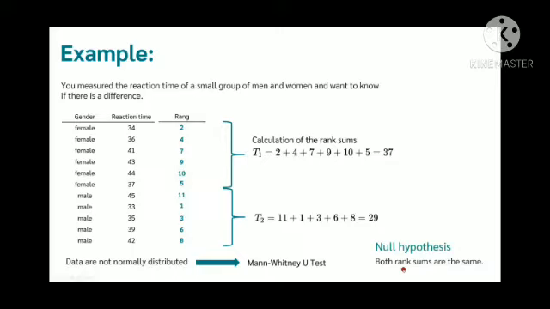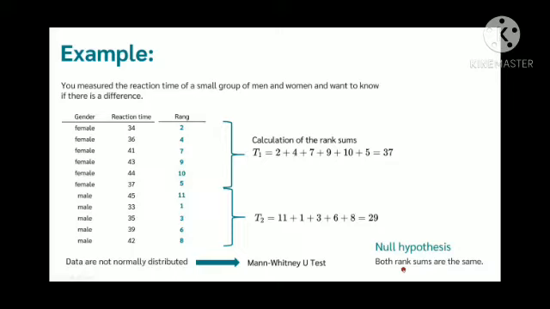Example of problem solving. You measure the reaction time of a small group of men and women and want to know if there is a difference. As you can see below, there is a group of female and male who tallied their reaction time, but the data are not normally distributed. Now we will apply the Mann-Whitney test to rank the participants. As I said a while ago, the null hypothesis is that both rank sums are the same. Now we will calculate the rank sum of the two groups, where T1 is the group of female and T2 is the group of male.